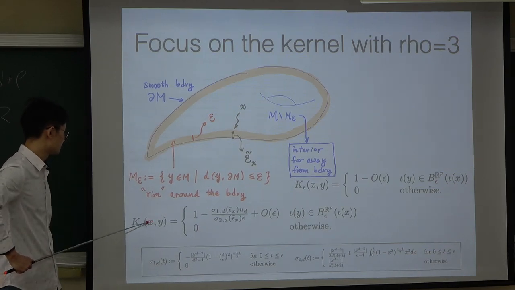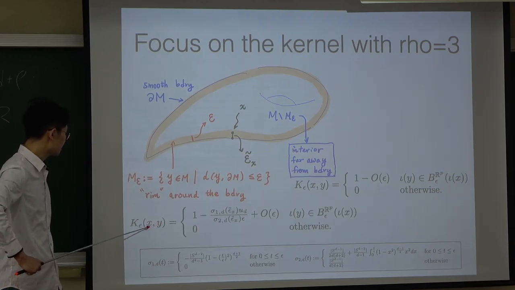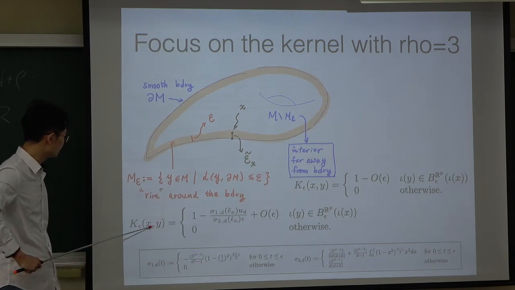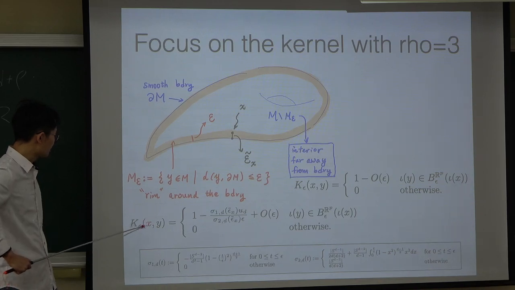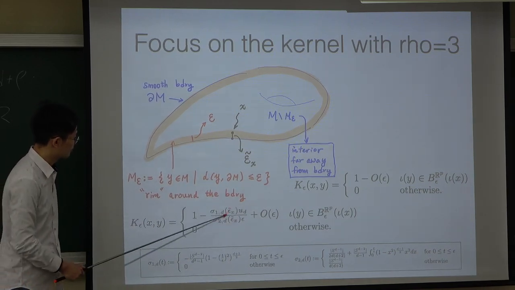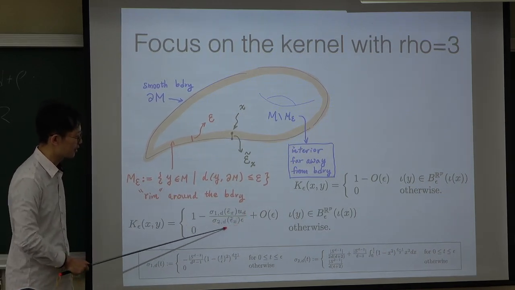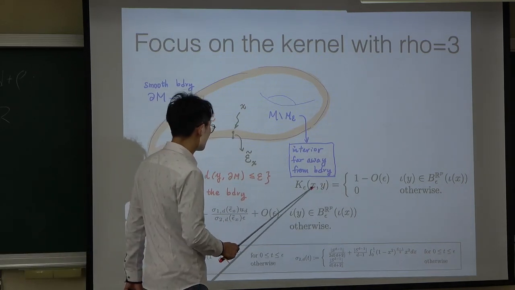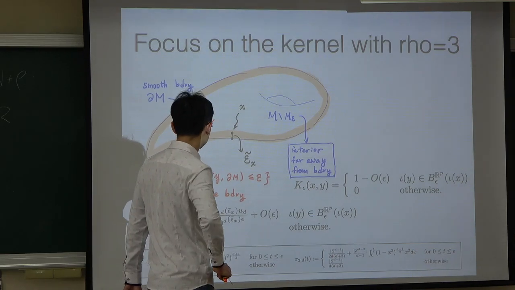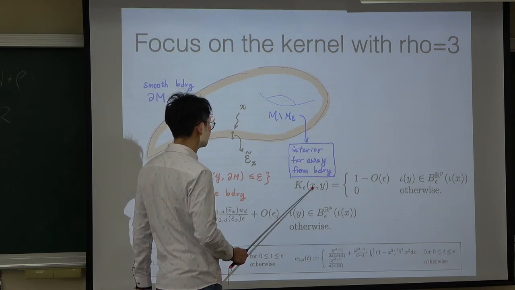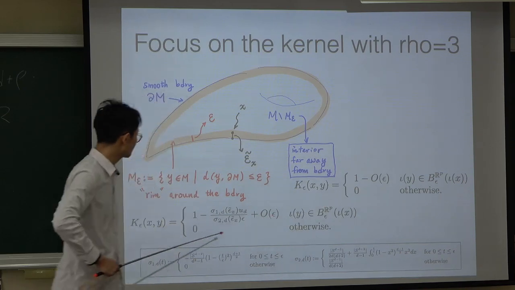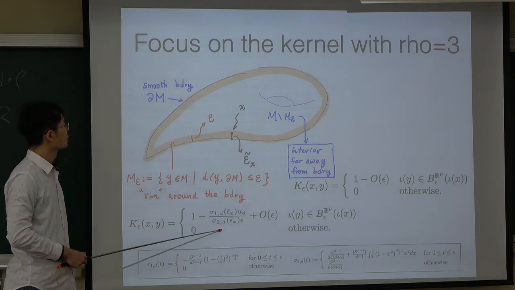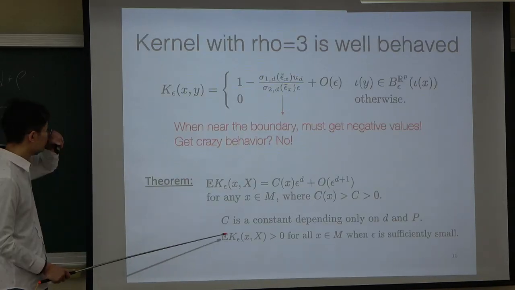So you have x, and x is inside the ring. Then the kernel near the boundary will have some extra correction here. But if you are away from the boundary, in the interior part, then the kernel is actually good. They are related by this extra term.